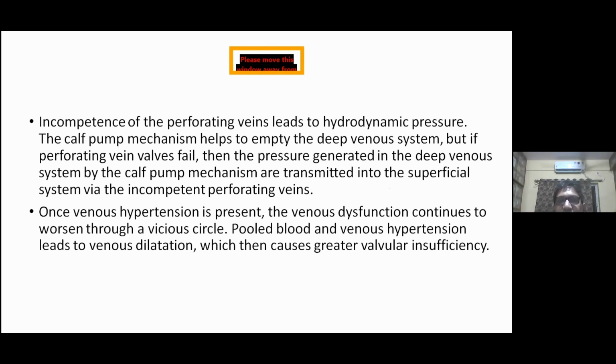Incompetence of the perforating veins leads to hydrodynamic pressure. The calf pump mechanism helps to empty the deep venous system, but if perforating vein valves fail, then the pressures generated in the deep venous system by the calf pump mechanism are transmitted into the superficial vein system by the incompetent perforating veins. Once venous hypertension is present, the venous dysfunction continues to worsen through a vicious circle.